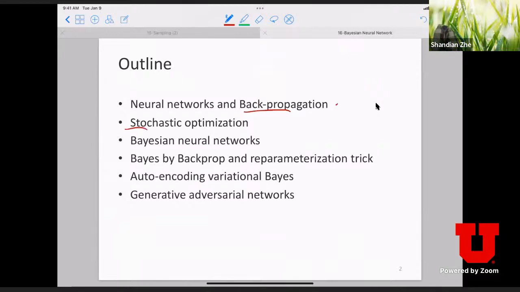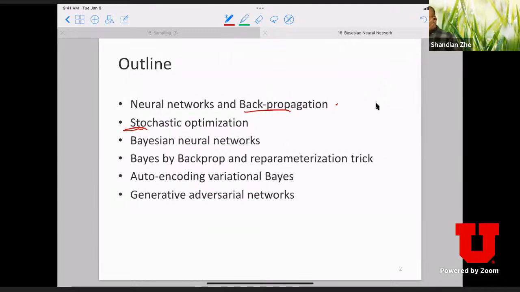And then we'll talk about a very popular technique to learn the parameters in the neural network, called stochastic optimization. Actually, one important reason for the popularity and dominance of neural networks in the machine learning area should be the success of stochastic optimization. We'll talk about what stochastic optimization is and what the idea is.